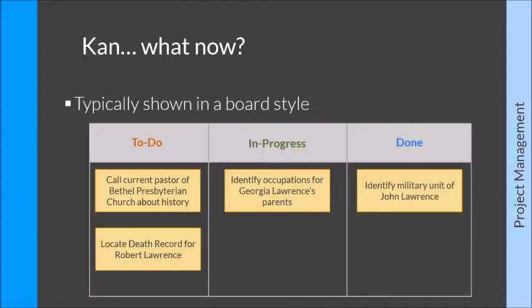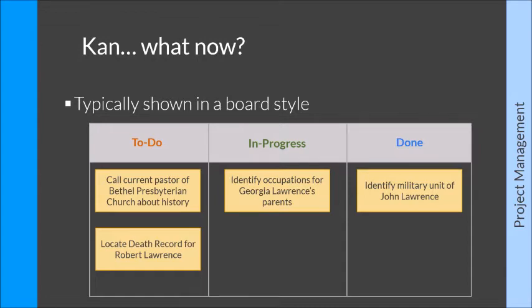So Kanban is typically shown in a board style. You have your to-do column, your in-progress column, and your done column. Now these are columns that are set at a minimum. You don't have to necessarily have these three different statuses. You could create more or you can create less, depending on what your style is.